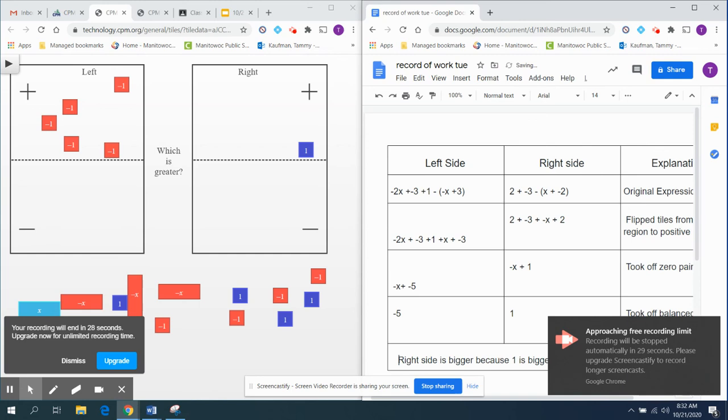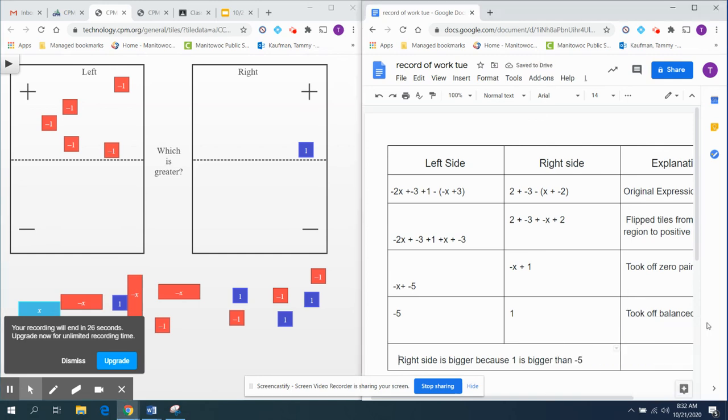Okay. All right, so today you're going to practice that a little bit. I gave you the explanations. Just practice on the tile mat and write your expressions afterwards.